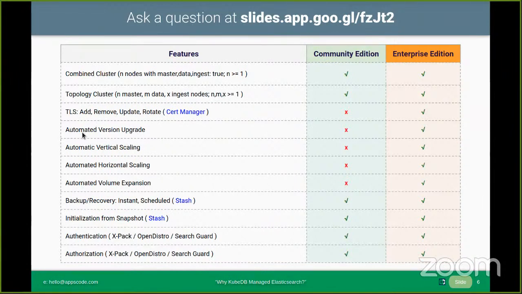You can automate the version upgrade of Elasticsearch cluster. KubeDB also provides automatic vertical scaling. That means your Elasticsearch cluster will automatically adjust depending on the load of the cluster. KubeDB also supports volume expansion. That means you can expand your volume. The backup and recovery is supported by the Stash operator. And the authentication and authorization is supported by the three most popular authentication and authorization plugins: XPack, OpenDistro, and SearchGuard.